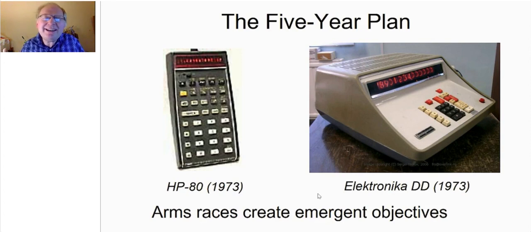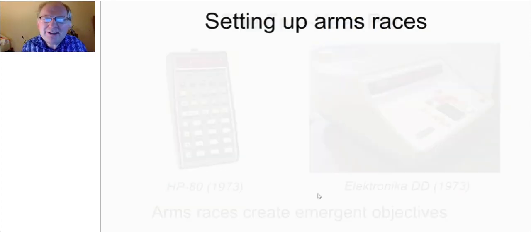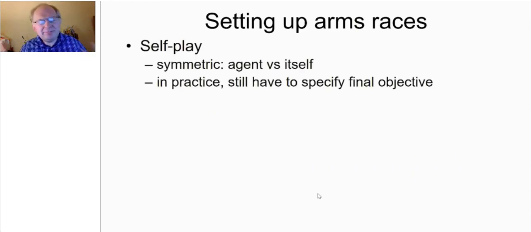And of course, in the planned economy, there was no need for this because it does calculations and who cares if it's the size of a cash register, right? And so these emergent objectives, they're actually really powerful for development. And so how can we set up arms races? Well, we know some examples of these arms races already.